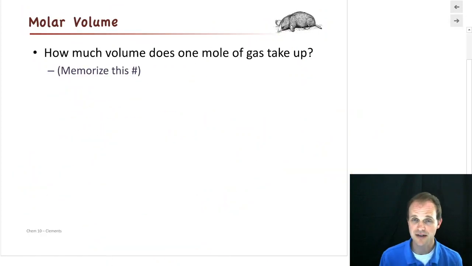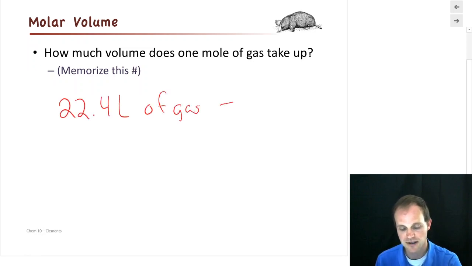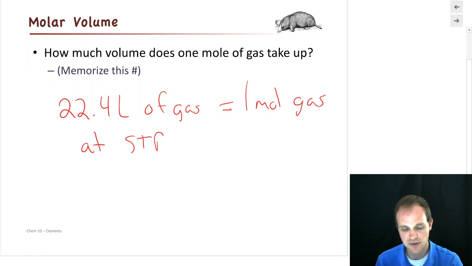Molar volume is kind of a separate topic, not related to vapor pressure. How much volume does 1 mole of gas take up? And I'm not going to belabor the point. It turns out that 22.4 liters of gas is 1 mole of gas at conditions called STP. And what is STP? It stands for standard temperature and pressure.